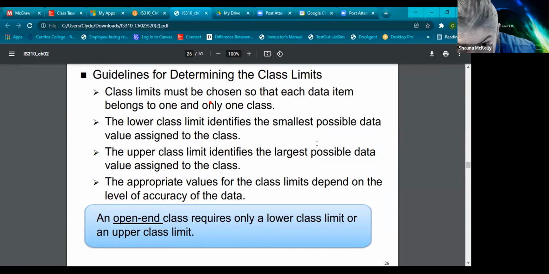Class limits must be chosen so that you have one and only one class for each value. In other words, you can't have a value in your data that could belong to 2 classes. If you remember when I was doing the chart yesterday, that's why I had to change the labels, because I can't have 2 places for one value to go. I have to have a single class to which each data value would belong.